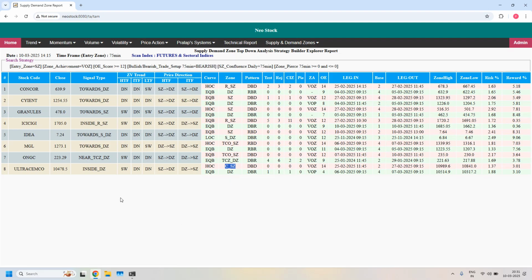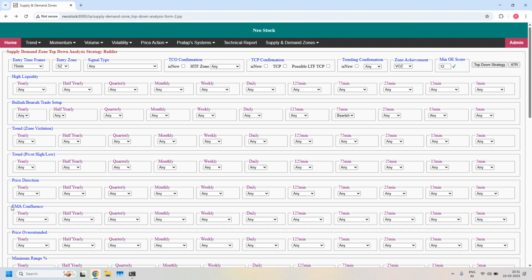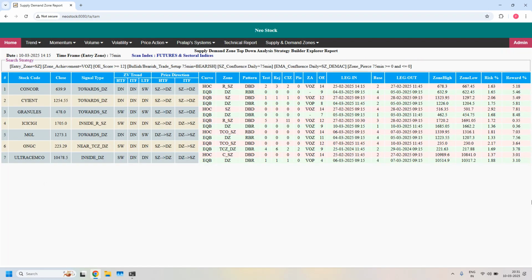Let's verify how many stocks in this list have daily supply zones with daily EMA confluence. A daily supply zone with daily EMA confluence. So with this filter, we got 7 stocks out of 8. So these 7 are high probability trade setup supported stocks to get the success.